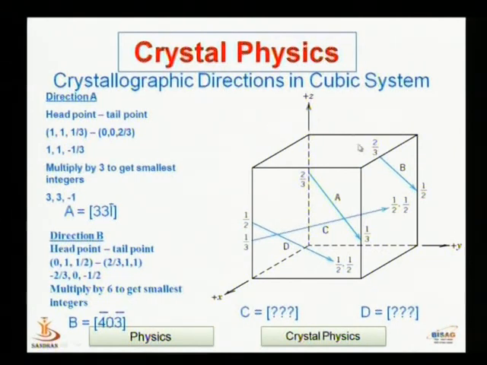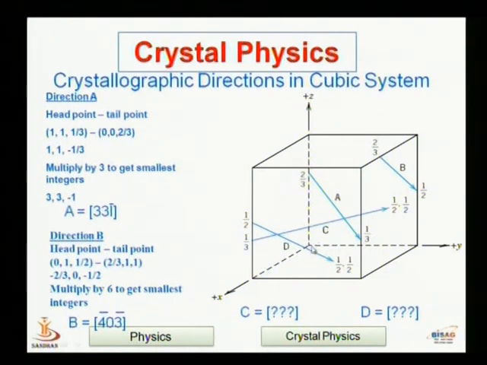Let us take the example of this cubic crystal system. For a cubic crystal system, all the sides are the same, that is a equal to b equal to c, and angles are 90 degrees. If we consider the x direction, at this corner point x equals 1, so the coordinates of this point are 1 0 0, and the coordinates of the origin are 0 0 0. If you subtract the coordinates of the origin from 1 0 0, that is 1 0 0 minus 0 0 0, so that is 1 0 0. So the direction of the OX axis is [1 0 0].